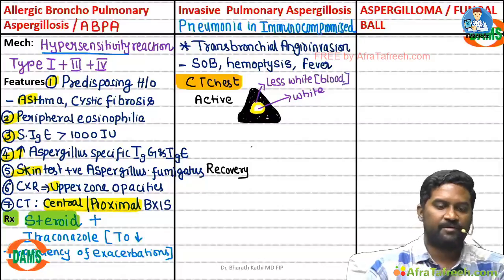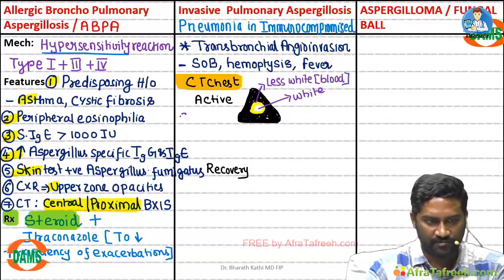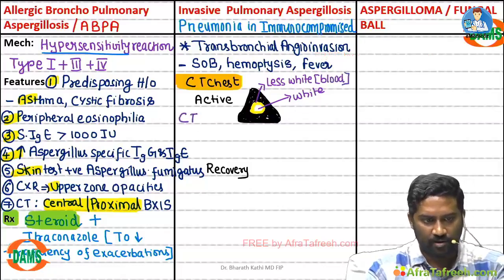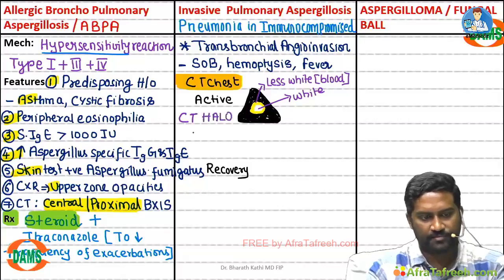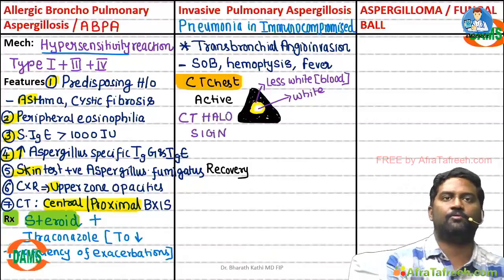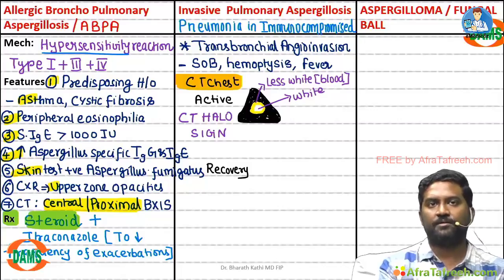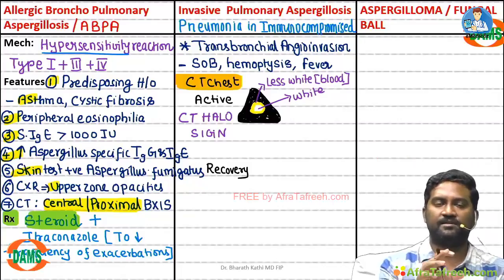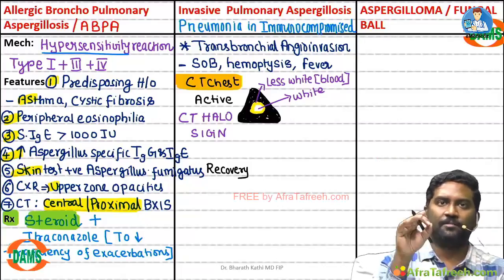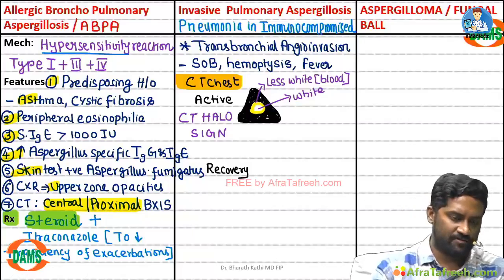Now the presence of such two densities is called the CT halo sign. Central white, peripheral less white. Why is the center white? Because of fungus. Why is the periphery white? Because of blood. The presence of such two densities is called the CT halo sign.